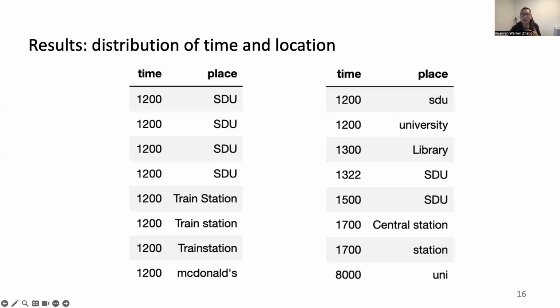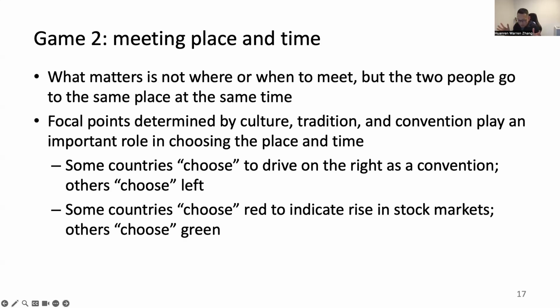No? Okay. So let's see what we could learn from this meeting place and time. Again, what matters is not where or when to meet. You just want the two persons to go to the same place and time, right? No one has a particular preference for a particular time or place. You just want the place and the time to be the same. So here, again, focal point is quite important.